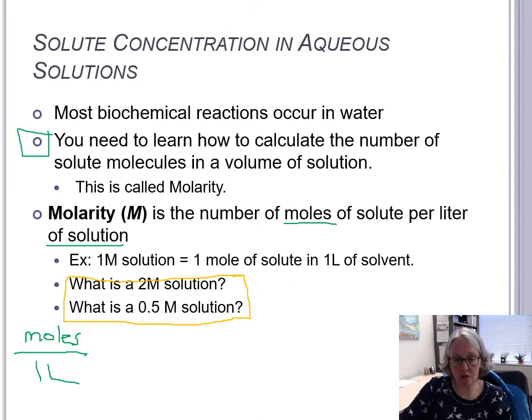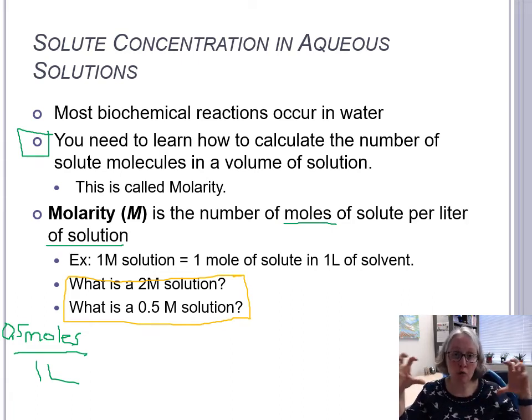Hopefully this is pretty straightforward. A 2 molar solution means that you have 2 moles of stuff, of solute, in 1 liter of solvent. What does a half molar solution mean? It means that you have half a mole of stuff in 1 liter. Hopefully that was pretty straightforward, no weird math there. You should just understand what molarity means. If I say you have a 5 molar solution, it means you have 5 moles of stuff floating around in 1 liter of solution. All right, let's go on.